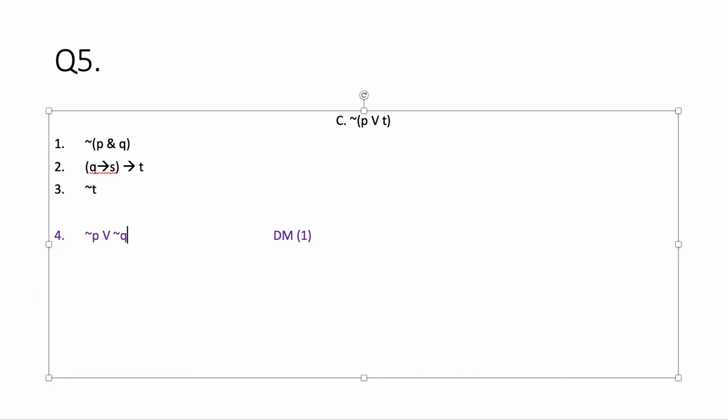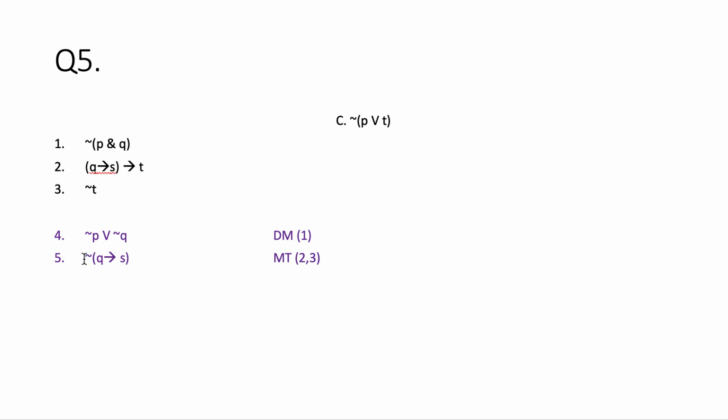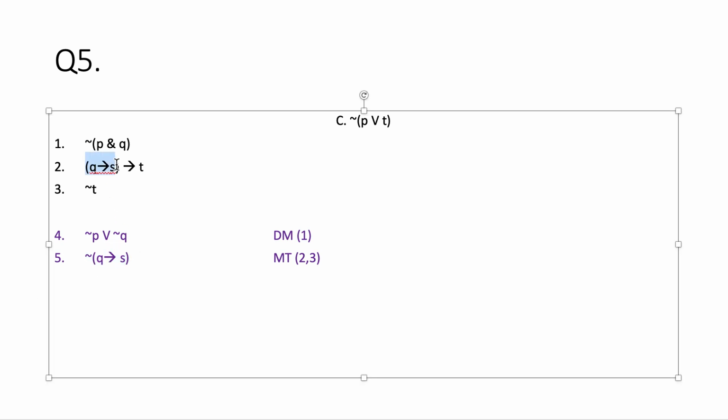Okay, what can I do next? Well, one obvious thing is indicated on line 2 and 3. Line 2 is actually just a conditional. The consequent is T. Line 3 tells me not T. So I can use modus tollens on line 2 and 3 to get a negation of this antecedent. So I have on line 5, it's not the case that if Q, then S.